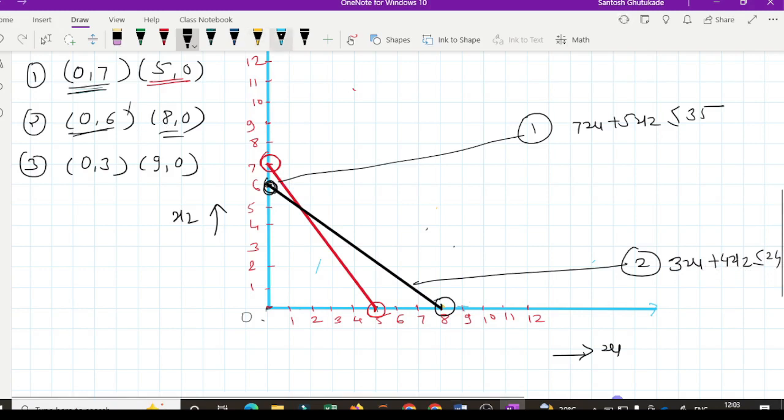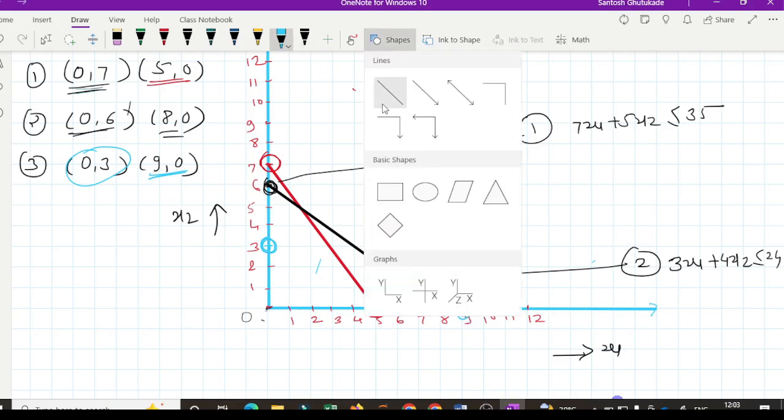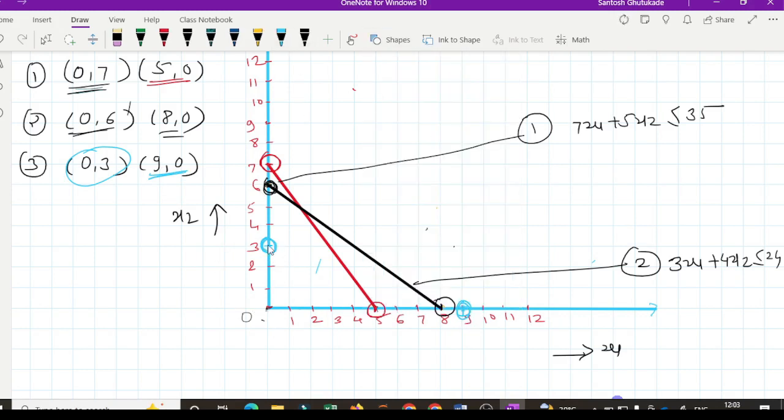Similarly for the third line, the first point is 0, 3 on the y-axis, and 9, 0, so 9 on the x-axis and 0. You can draw the line, that is the line for equation number 3. So here you can join this. So this is for equation number 3, that is 2x1 plus 6x2 is less than or equal to 18. Now you have to draw this line.